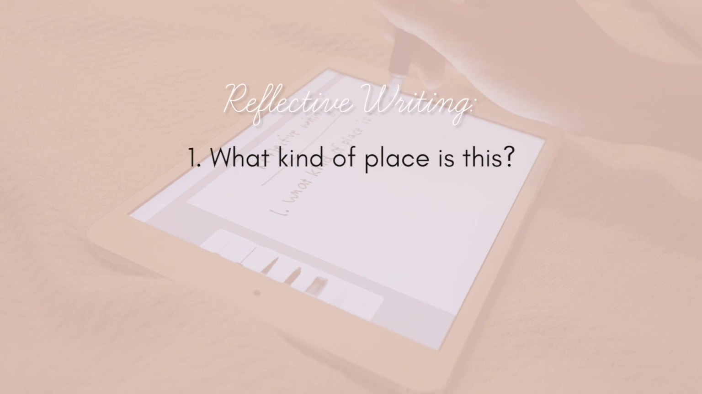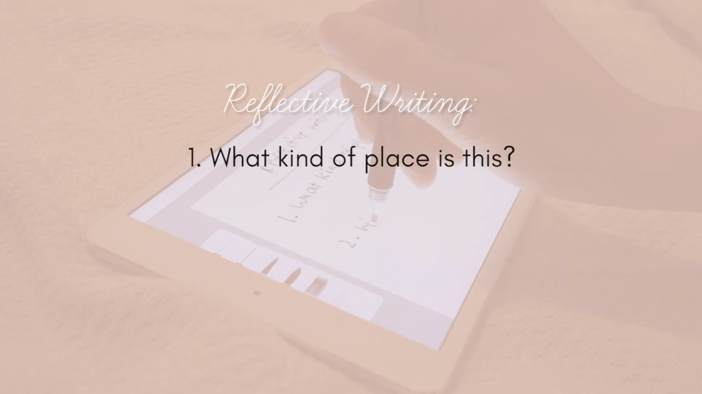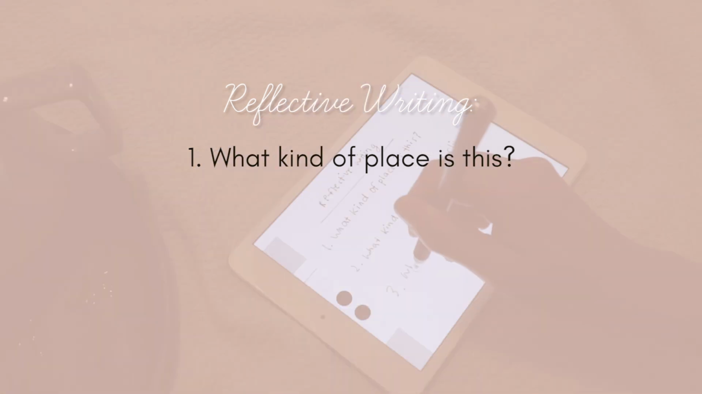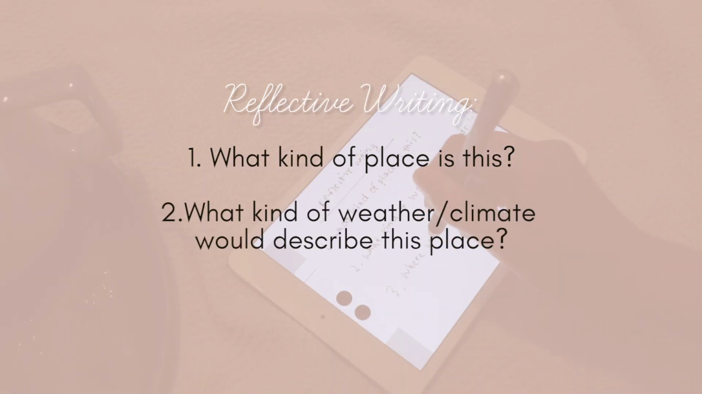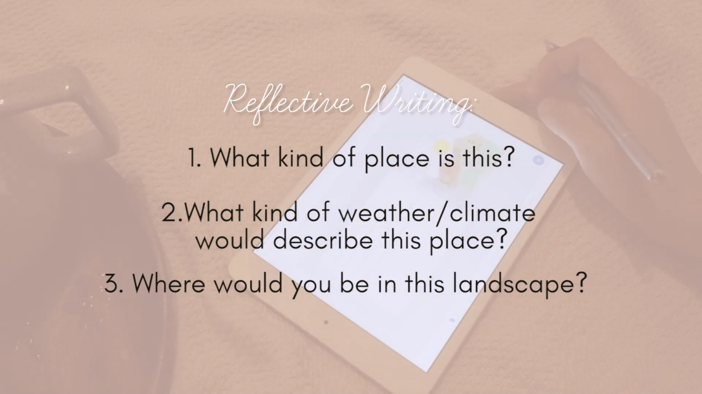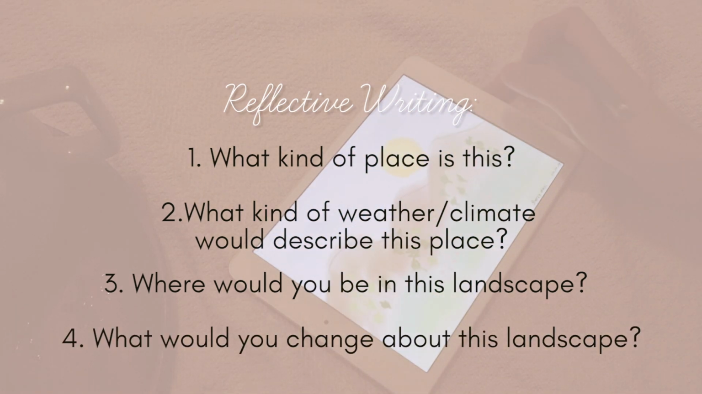First question is, what kind of place is this? Just describing what kind of place it is and what is inside the landscape. Second question is, what kind of weather or climate would you describe this place? Third question is, if you could enter this picture or landscape, where would you be in this place and why? The last question is, what would you change about this landscape?